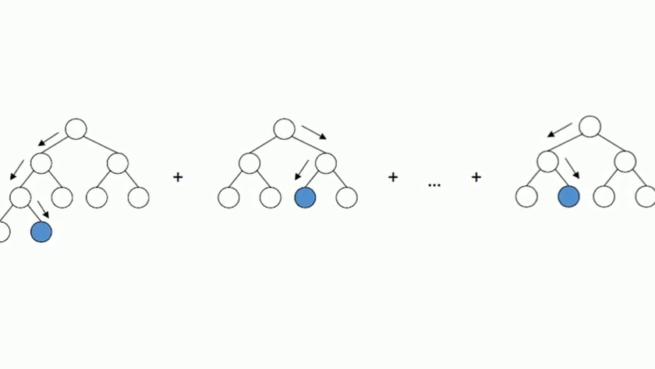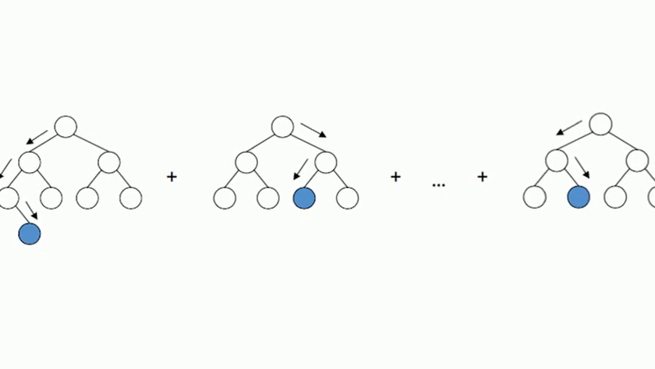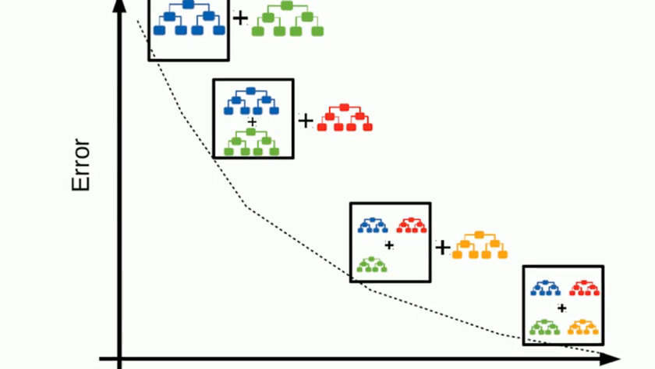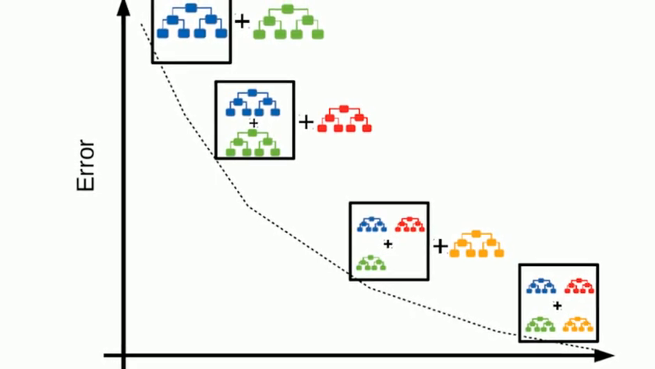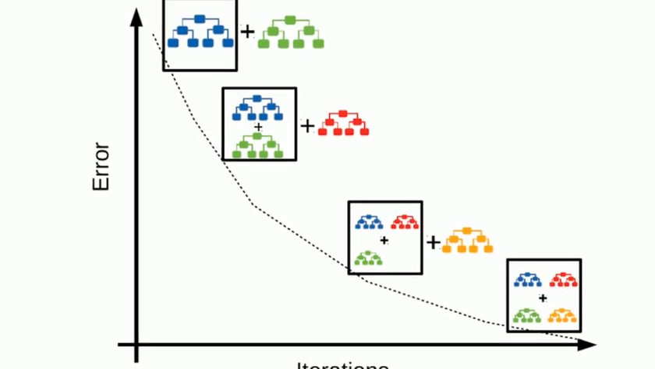Ensemble method. Gradient boosting isn't a single model, it's an ensemble of many weak learners, typically decision trees. Sequential learning. It builds these trees one after the other. Each new tree is trained to correct the errors made by the previous ensemble of trees.